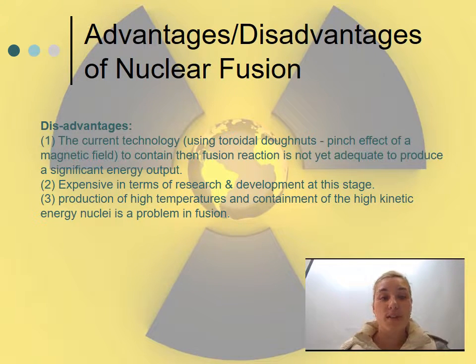However, there are a few disadvantages of fusion, the main one being that our current technology just is inadequate to produce this reaction. Basically what we're using currently are toroidal donuts, which use a magnetic field to contain the reaction. But unfortunately, our technology is not as yet advanced enough to be able to sustain anything of note. It's very expensive in terms of research and development at this stage, as we don't have the available technology, so it's quite expensive to research and try to come up with a way to handle this reaction. And then the production of high temperatures and the containment of high kinetic energy nuclei is a problem, again, just because we don't have that technology.